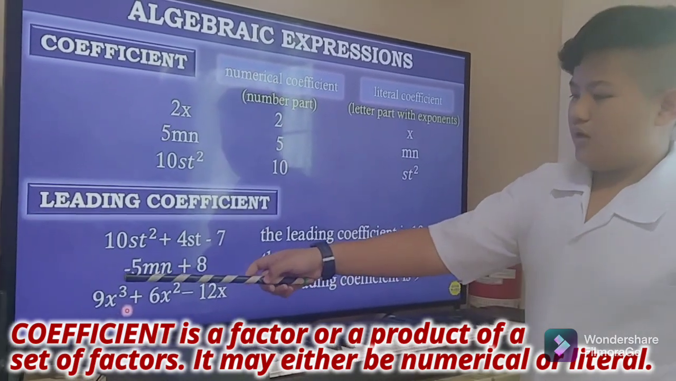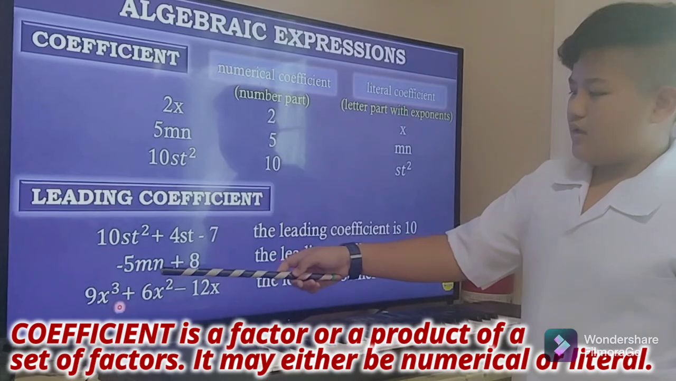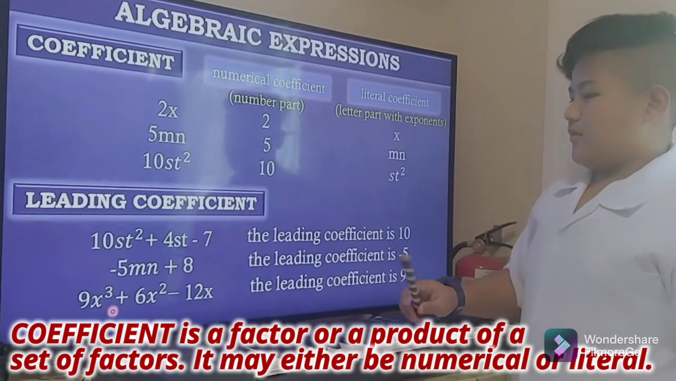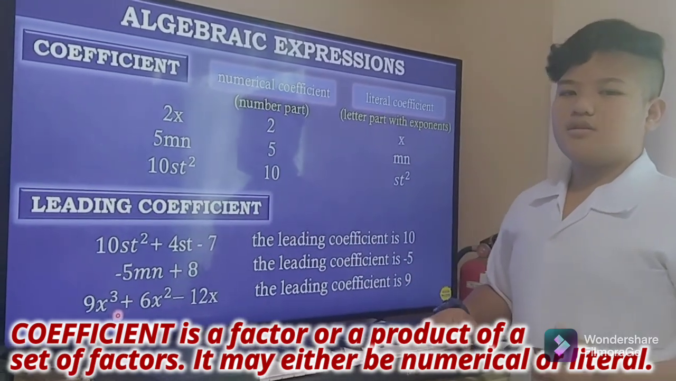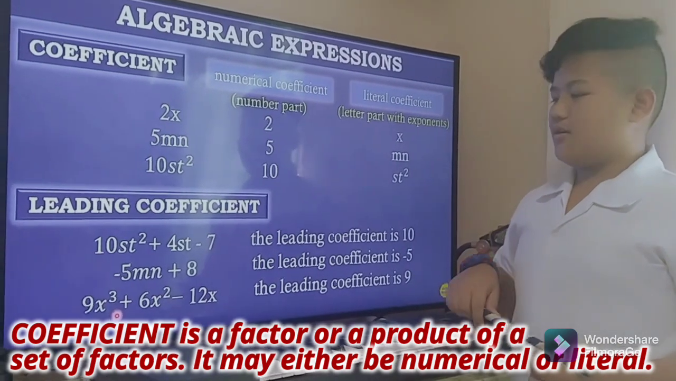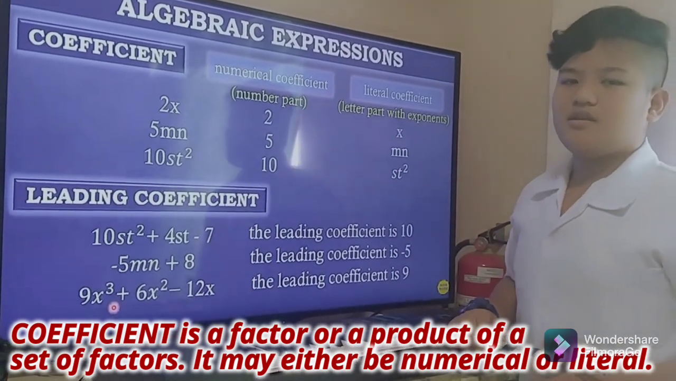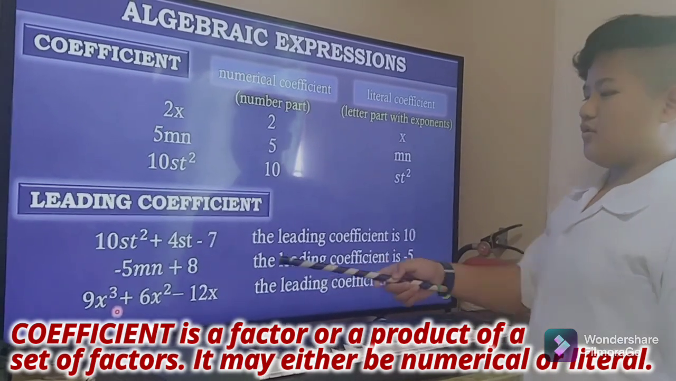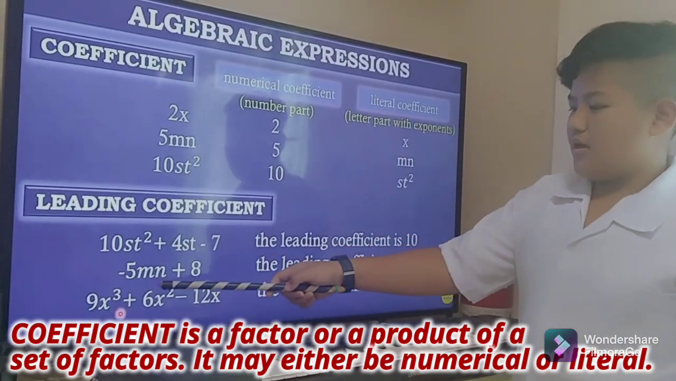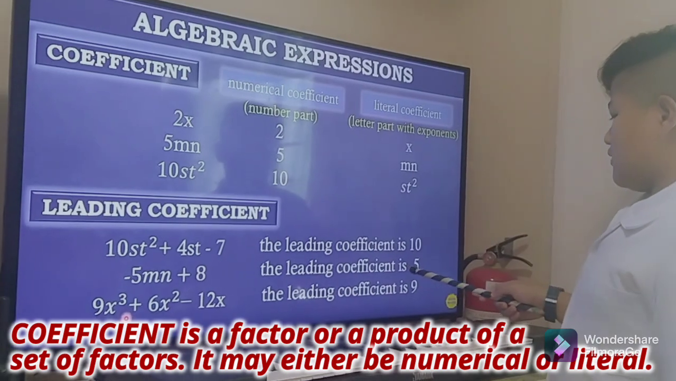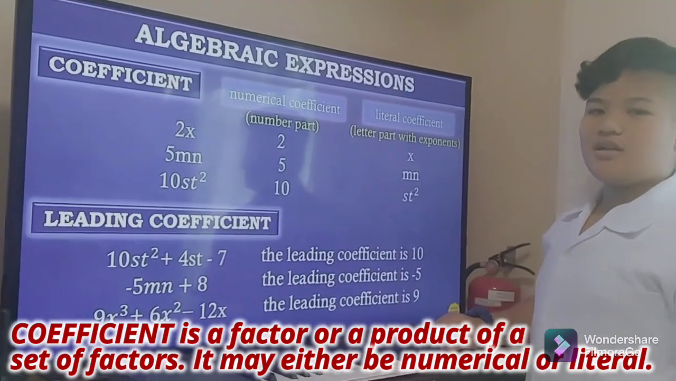Another example, negative 5mn plus 8 is a binomial because it is a polynomial with 2 terms. So the leading coefficient is arranged in descending order. So the leading coefficient of negative 5mn plus 8 is negative 5. It includes the negative sign.